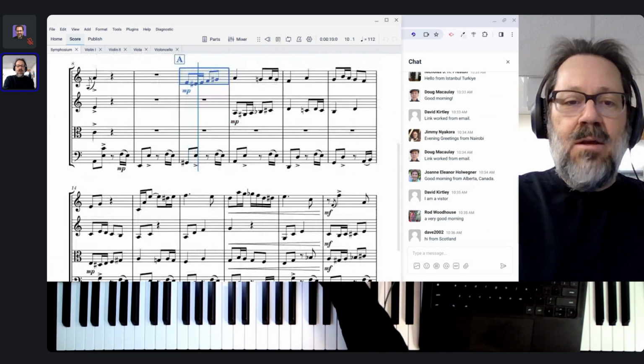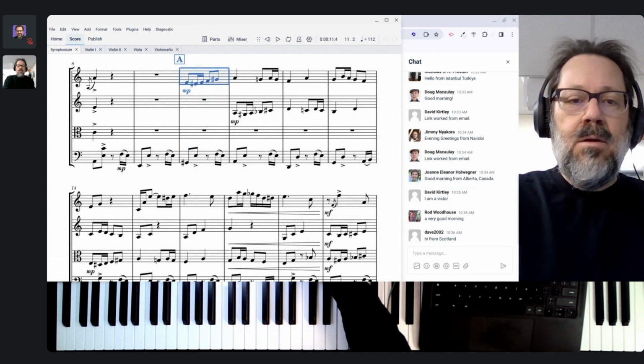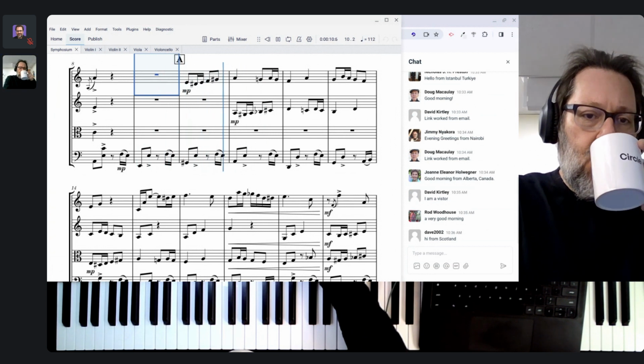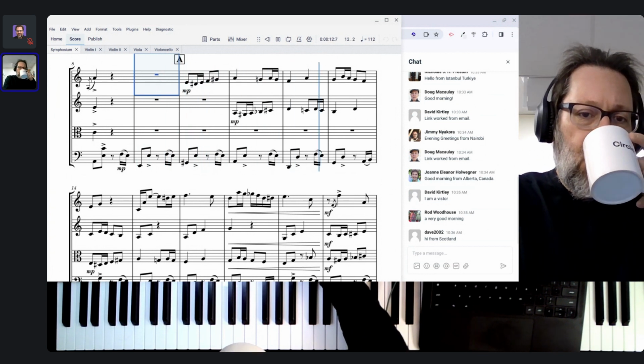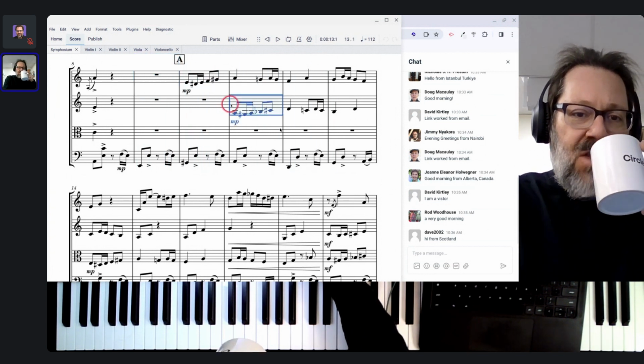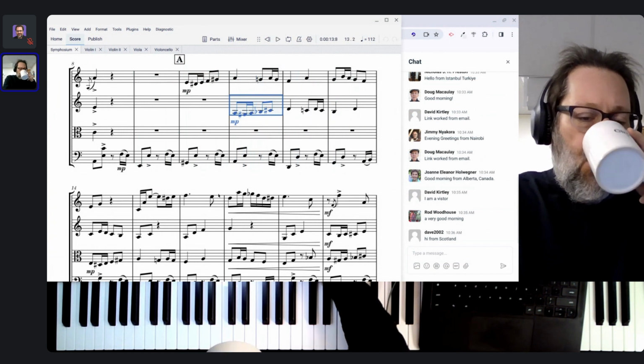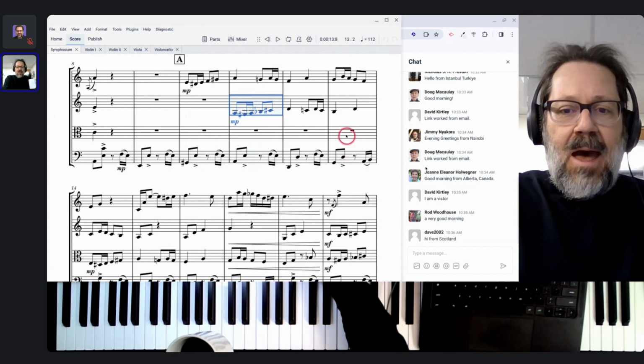First violin. Yeah, it helps to start it a little early sometimes. And then we have the second violin. And then we have the viola.